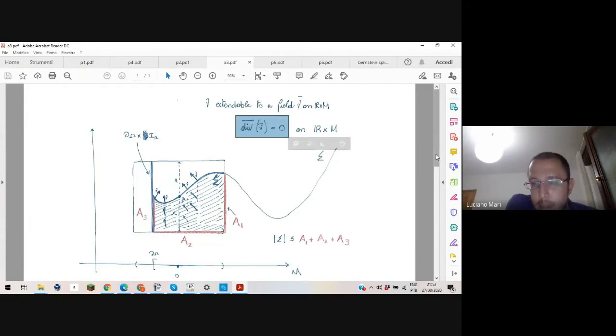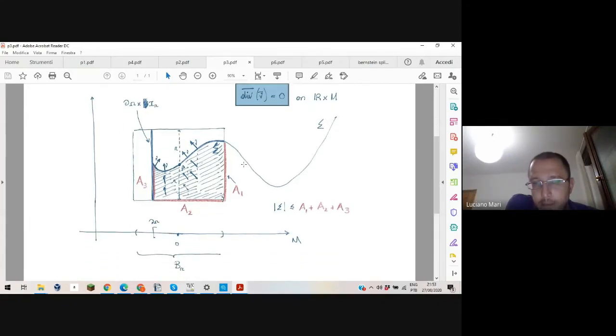So what happens? Then the total flux of this vector is zero, and the flux over this boundary is the measure of sigma. And so you can control the measure of sigma by the absolute value of the flux over these three regions, 1, 2, and 3.